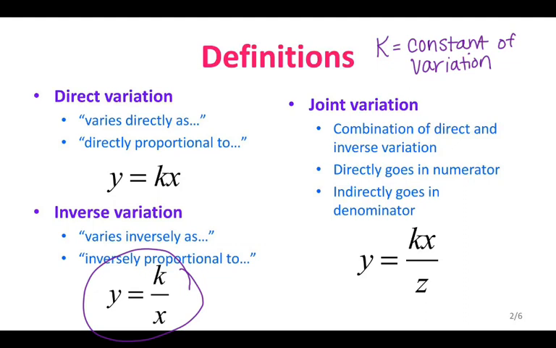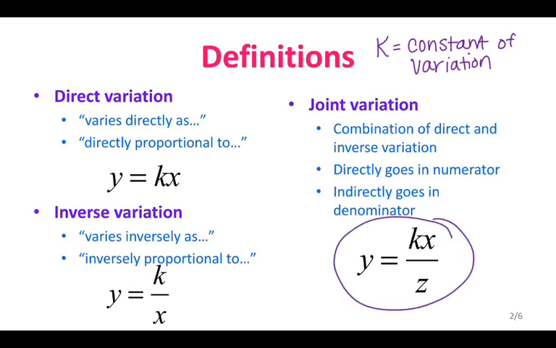Joint variation is a combination of both direct and inverse variation. Direct variation is going to go in the numerator. Inverse variation is going to go in the denominator. So when we say something varies directly as, that particular value is going to go in the numerator, and if something varies inversely as or indirectly as, that's going to be in the denominator. And here is your formula for joint variation, a combination of both direct and inverse variation.